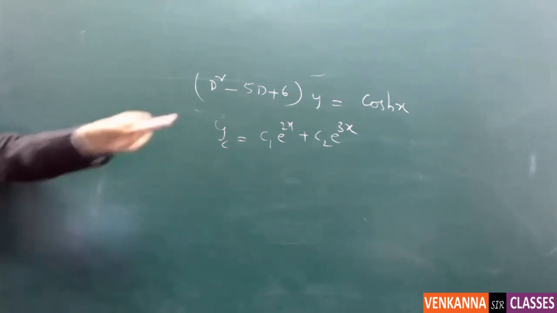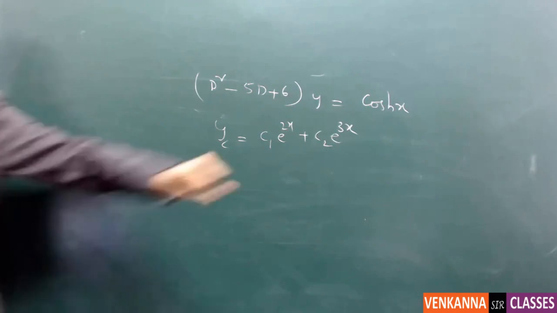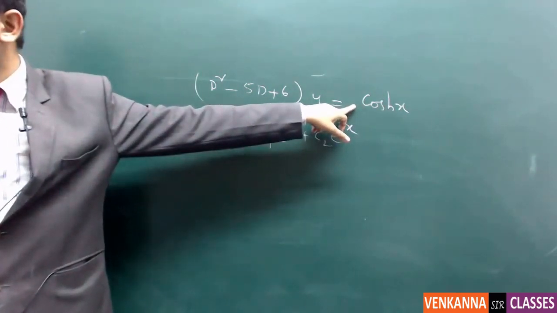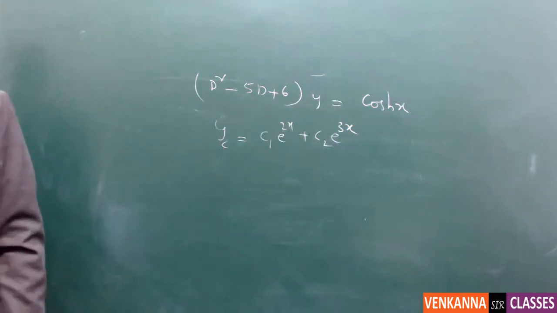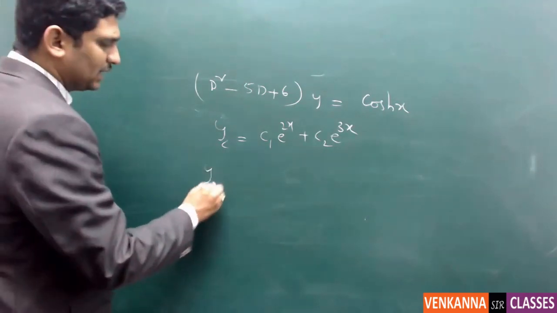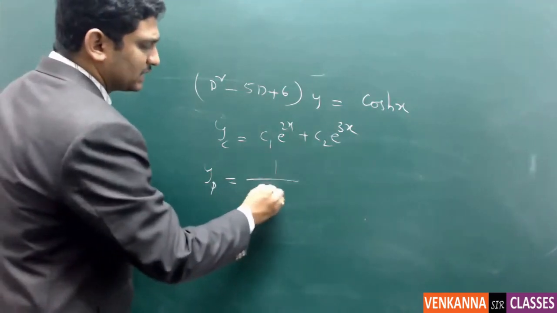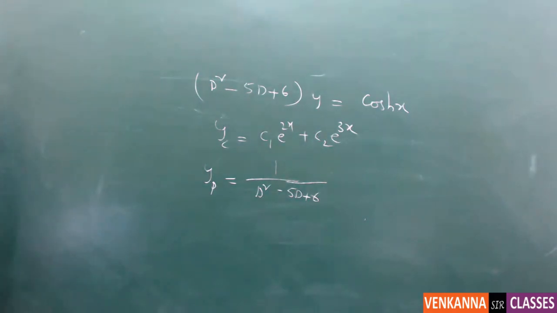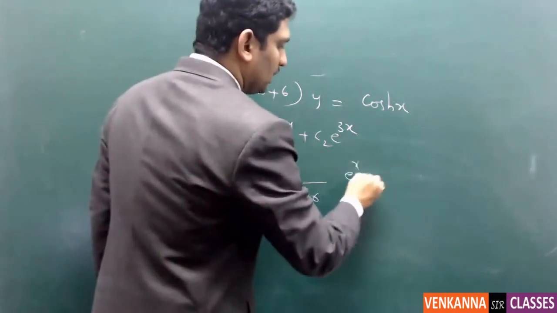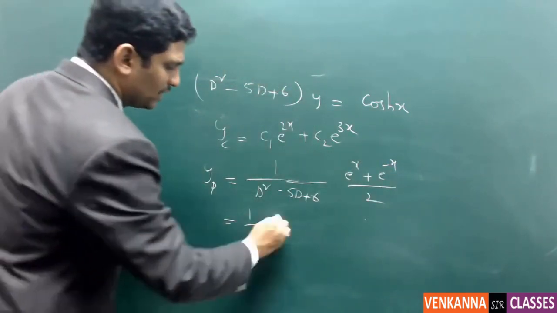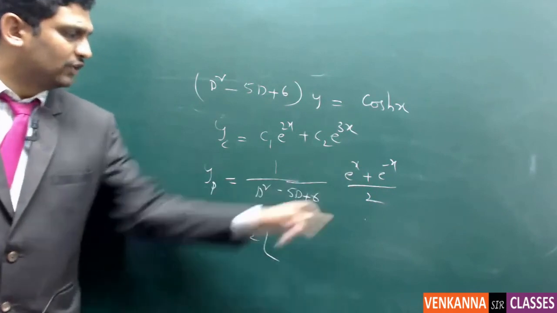Fine. Now, if you consider the particular solution, since cos hx is there, can you write it in terms of e? Just like e power x plus e power minus x by 2. Accepted? So, yp is equal to 1 by d square minus 5d plus 6. Cos hx will be written as e power x plus e power minus x by 2. So 1 by 2 is a constant. You are applying this thing individually here.